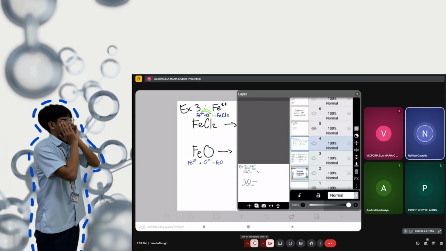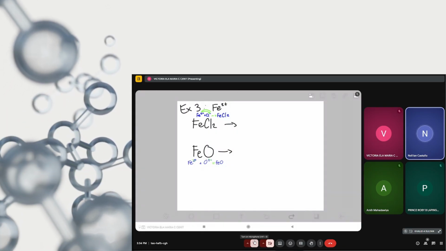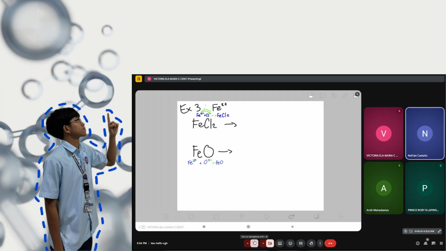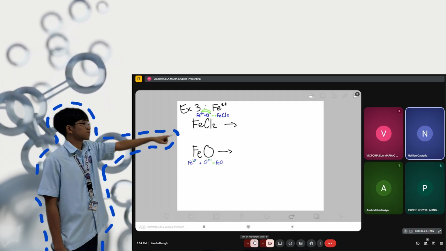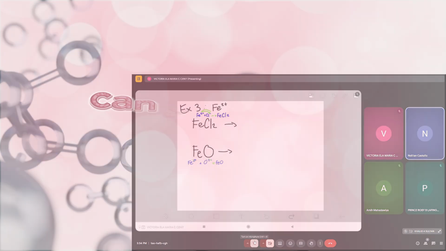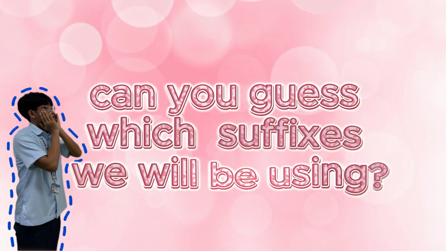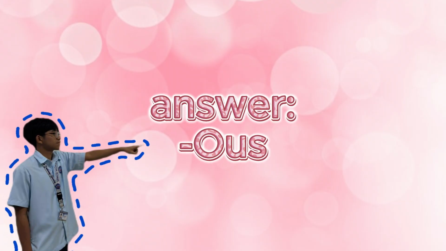Now, let's head on to our last example, which is example number 3. For this example, we will be using Fe2+. Can you guess which suffix we will be using? The -ous or the -ic? If your answer is -ous, then you are correct, because the -ic is Fe3+.